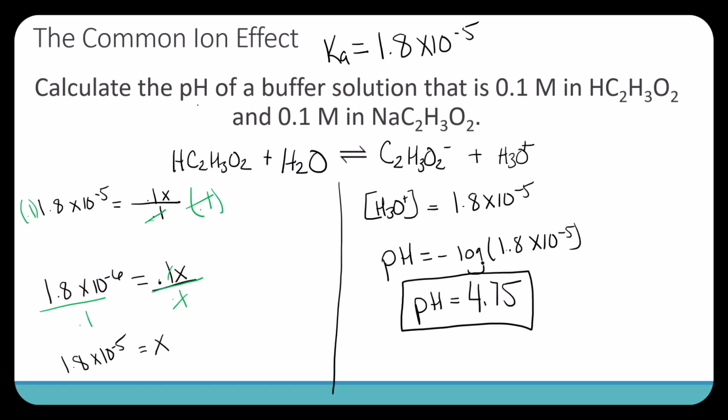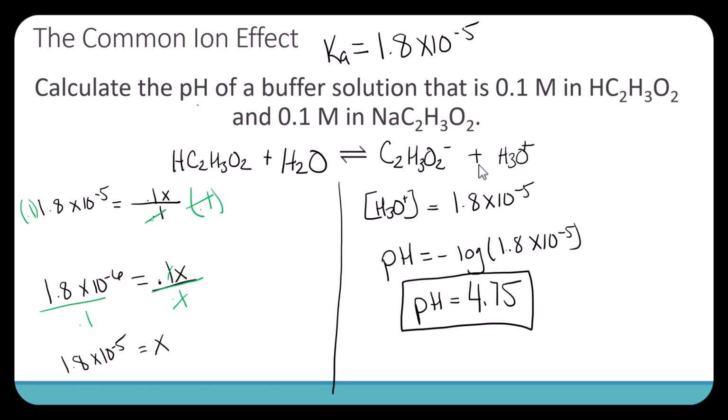So to summarize, we solved the pH of a buffer solution the same way that we would for a weak acid, weak base. So we wrote the balanced chemical equation. We used the ice table. The wrinkle here is that our initial value for our products does have a number in there.